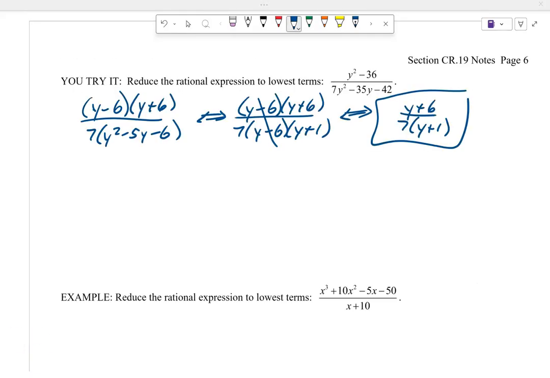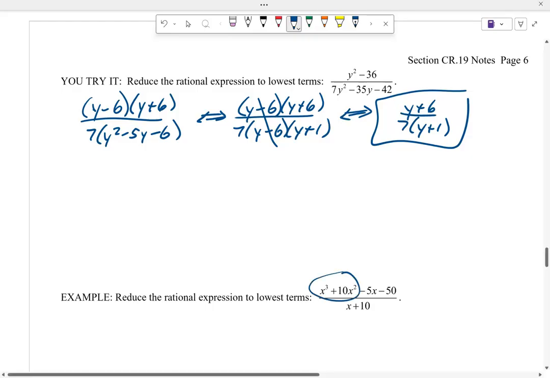Notice you end up with the y minus 6 canceling there. And you want to factor out a 7 from your denominator. Now in this next one, notice in the numerator, x cubed plus 10x squared minus 5x minus 50. And we're wanting to reduce this again. We're wanting to factor it. If there's 4 terms, that's your giveaway that you're probably going to be factoring by grouping.